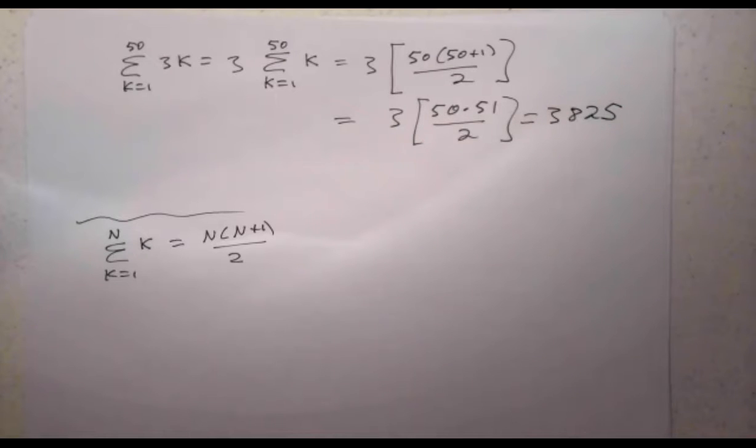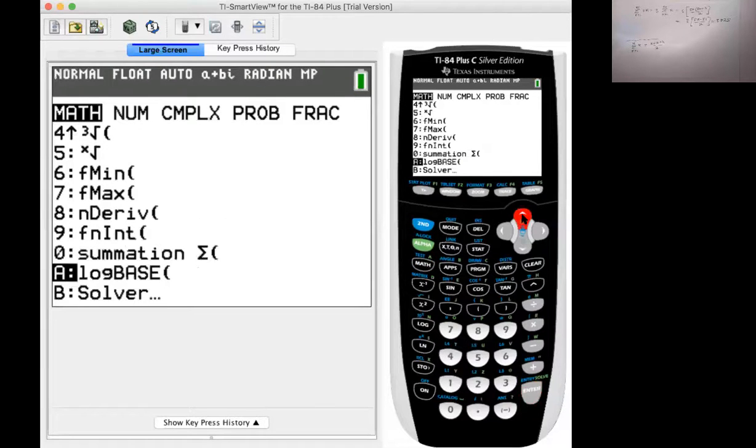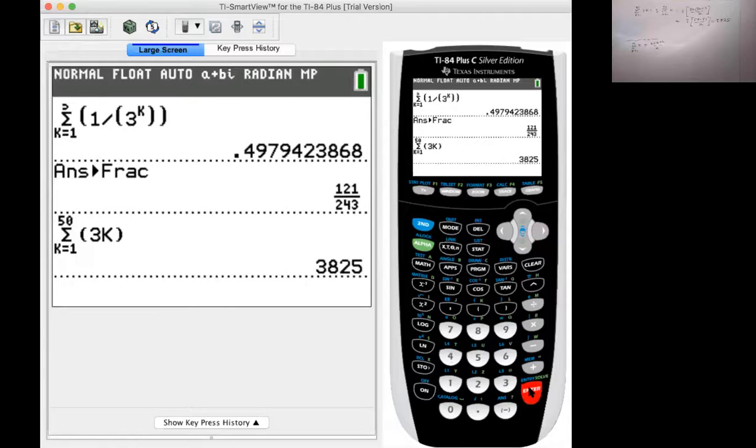Now let's check that using the summation notation on the graphing calculator. So sum as k goes from 1 to 50 of 3k. So math button, 0, summation, as k goes from 1 to 50, k equals 1 to 50, of what? Of 3k. And we hope we get 3825. Let's see what it gives us. Indeed, 3825.